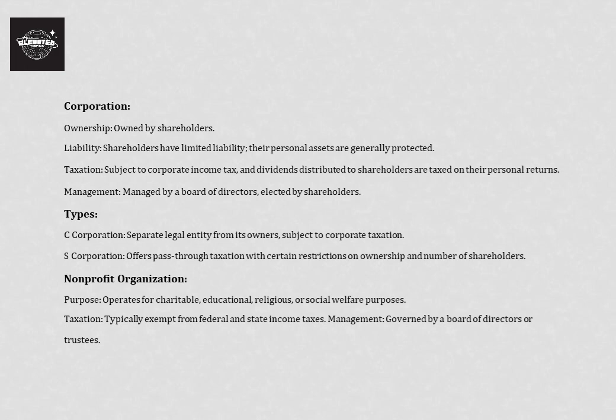Types: C corporation, a separate legal entity from its owners, subject to corporate taxation. S corporation offers pass-through taxation with certain restrictions on ownership and number of shareholders. Nonprofit organization. Purpose: operates for charitable, educational, religious, or social welfare purposes. Taxation: typically exempt from federal and state income taxes. Management: governed by a board of directors or trustees.